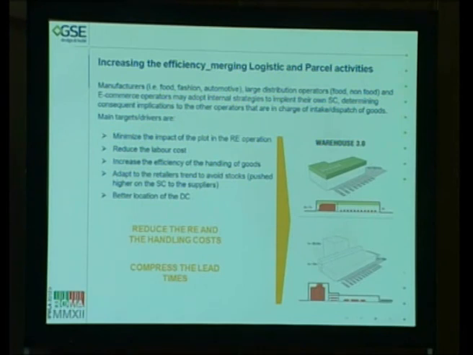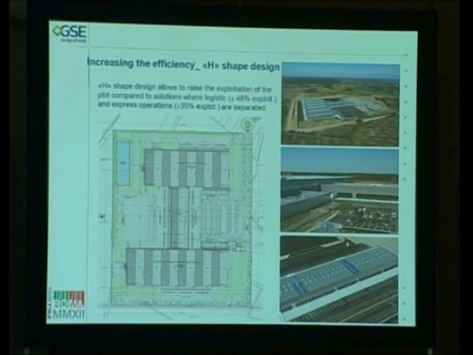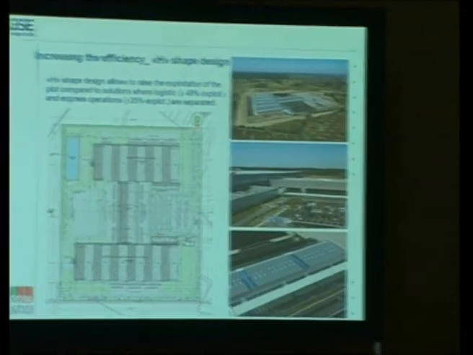If we see this building, which represents an H-shape design, we see that the central part, which is around 8,000 square meters, the average size of a cross-dock building for freight forwarders, is associated with two areas of normal logistic distribution centers of nearly 37 square meters on each side.